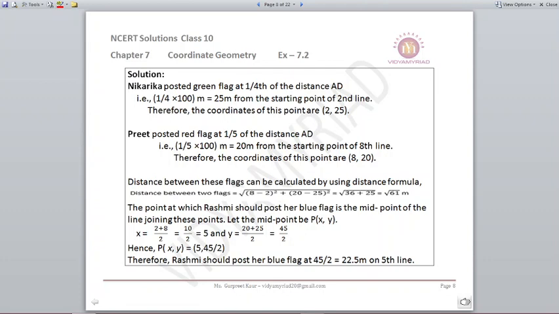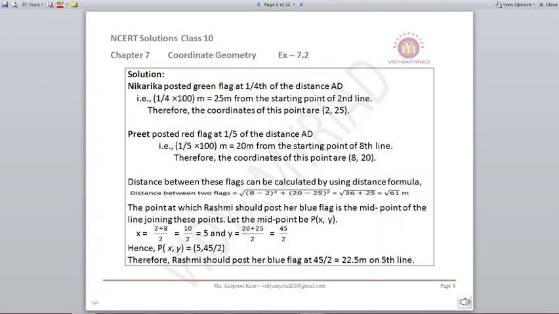Let's talk about Preet. She posted the red flag at 1/5 of the distance of AD. So 1/5 of 100 becomes 20 meters, and the starting point is the 8th line. So 8 will be your x and 20 will become your y. Both the coordinates of Niharika and Preet we have found, and we have to also find the distance between them. So we will use the distance formula.